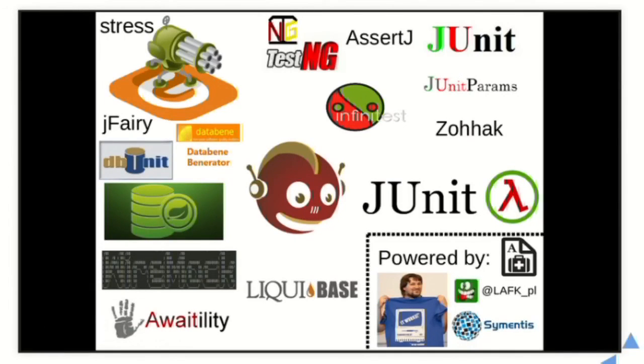Infinitest allows you to continuously run your tests whenever you press save or whenever save happens in your IDE. Whenever that happens, for all the files you touched, if they have relevant tests, those tests are being run. So great tool for developers. Zohhak, JUnitParams and JUnit we covered. JUnit Lambda we also covered, as well as TestNG. Now here you have Gatling and Stress. Then the DB part, which we didn't manage to cover.